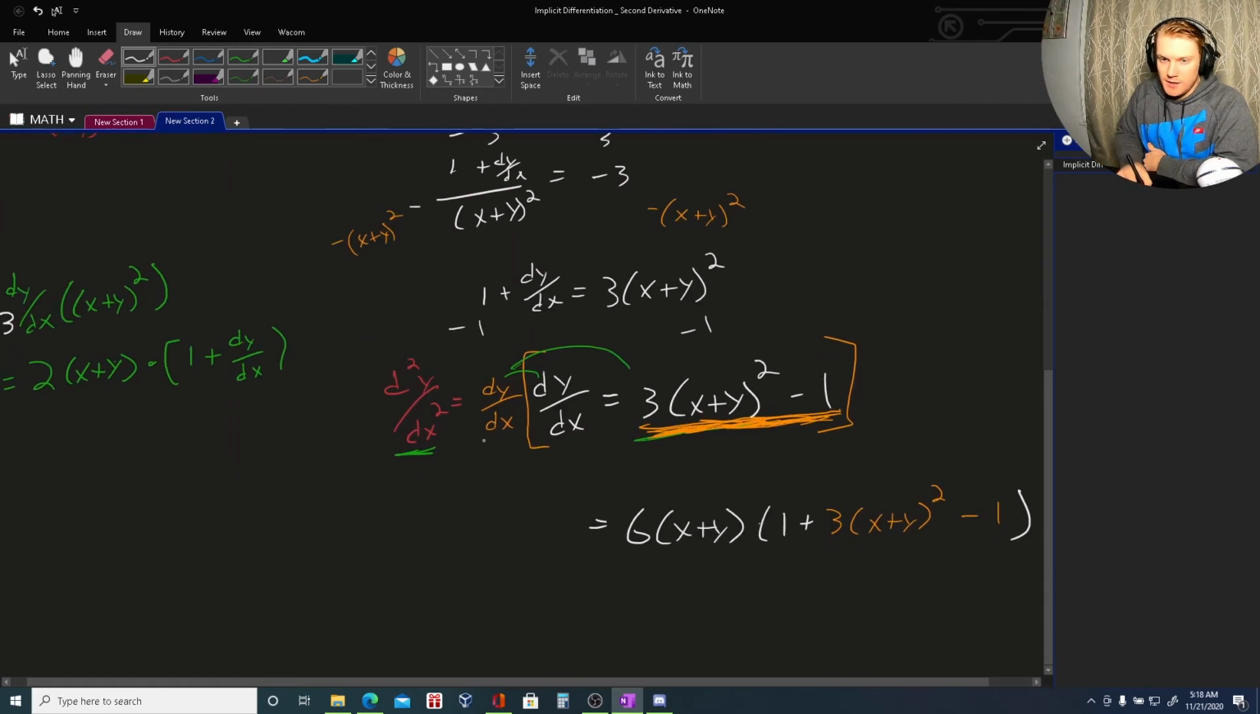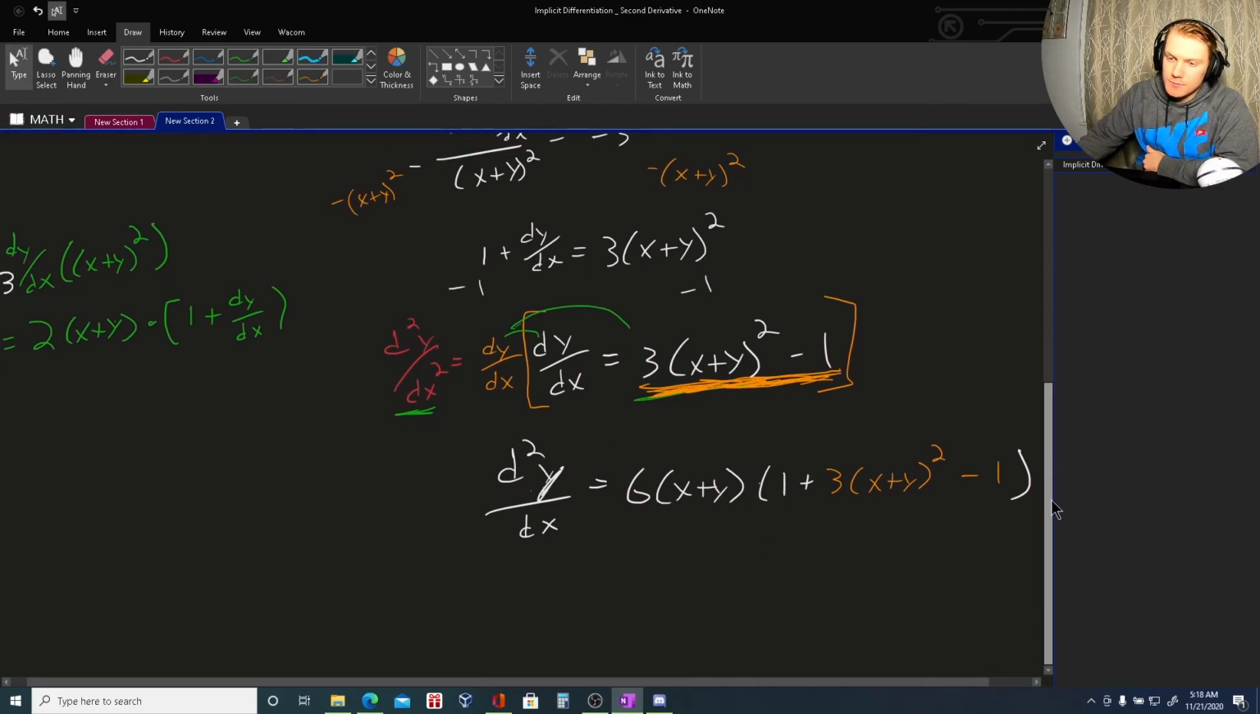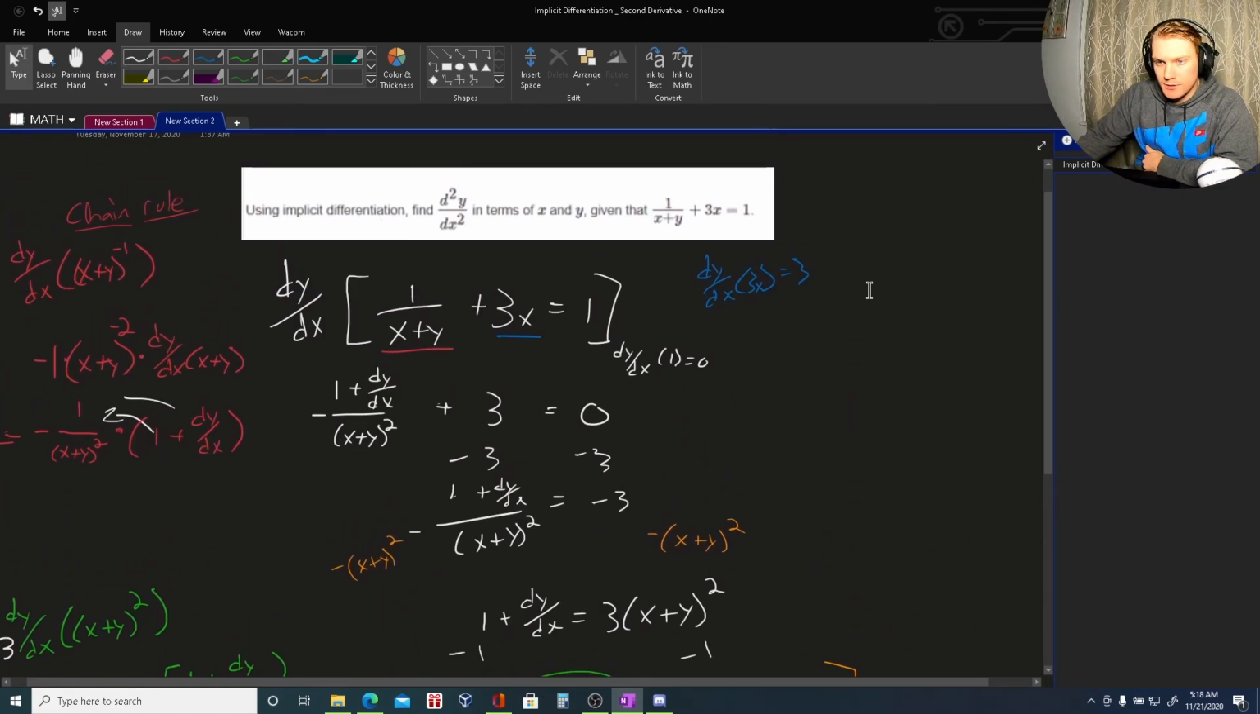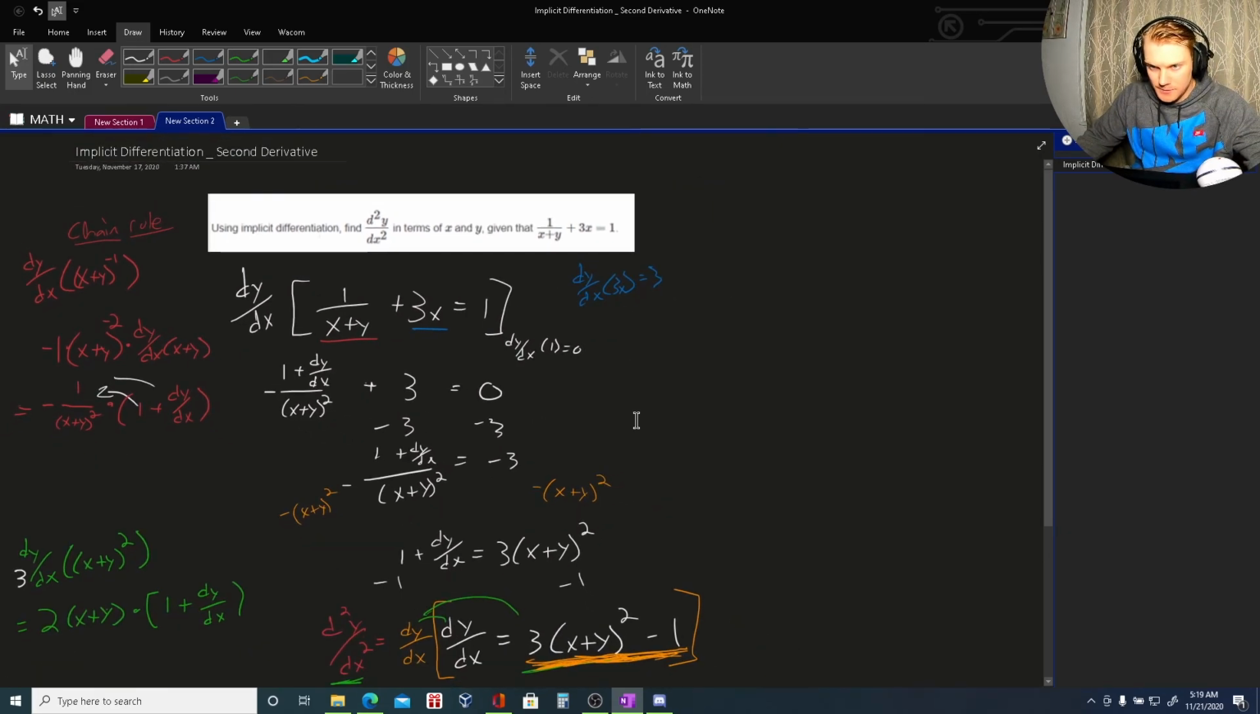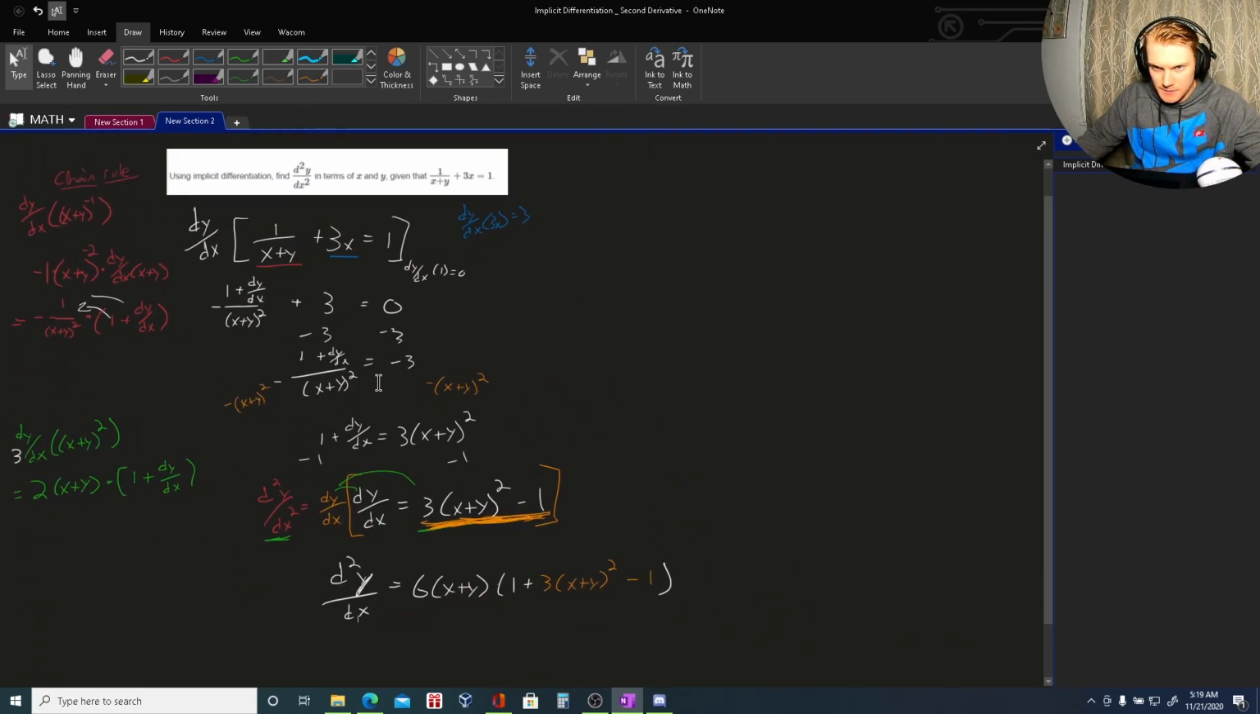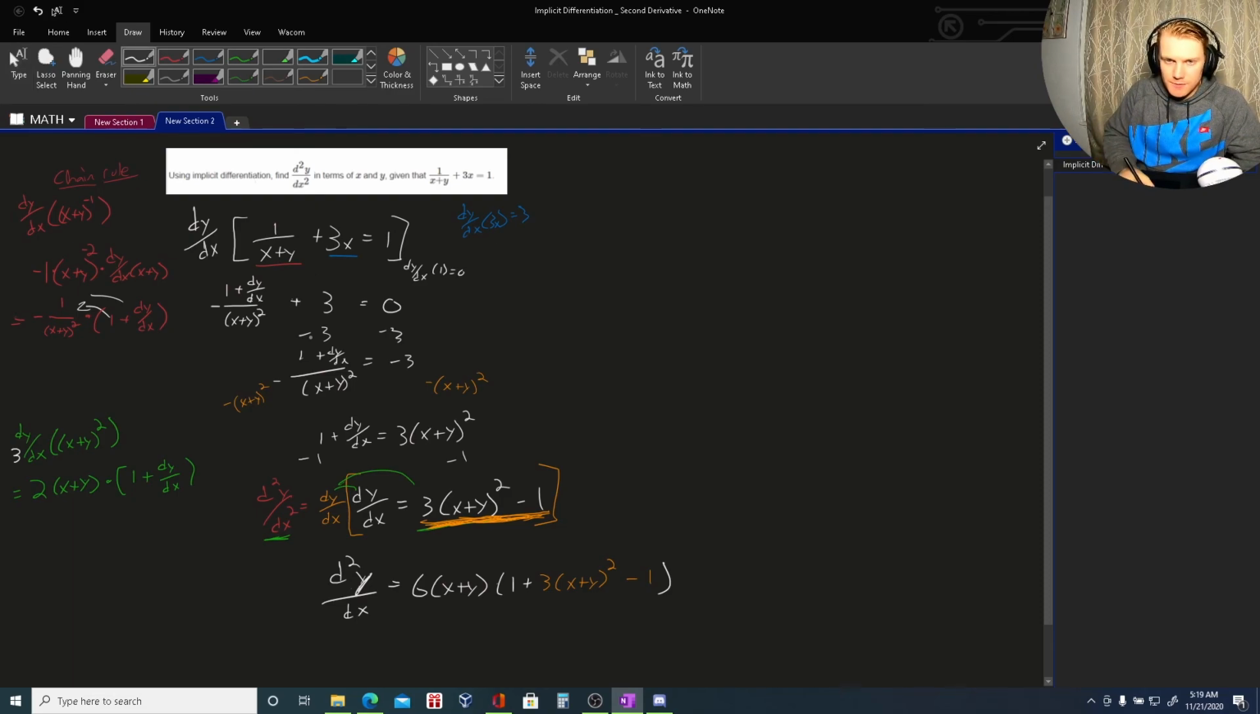And this is our second derivative with respect to x of 1 over (x plus y) plus 3x equals 1. Let me zoom out a little bit. So we have the first derivative right here, and the second derivative right there. Not too bad.